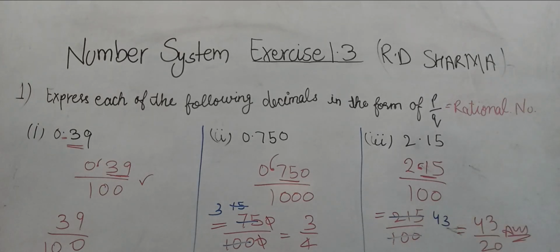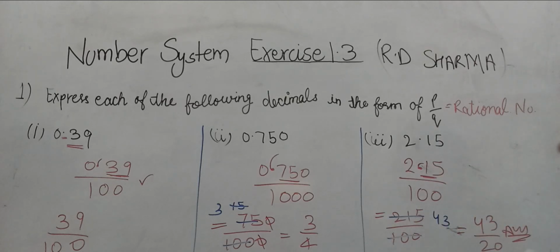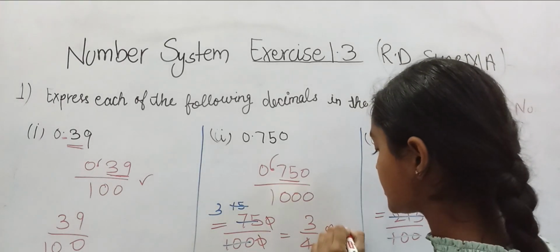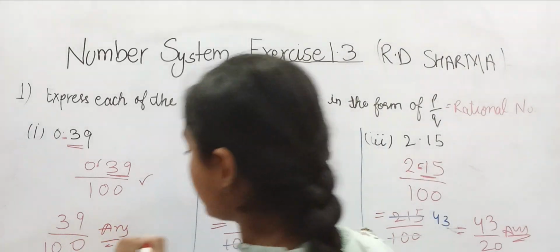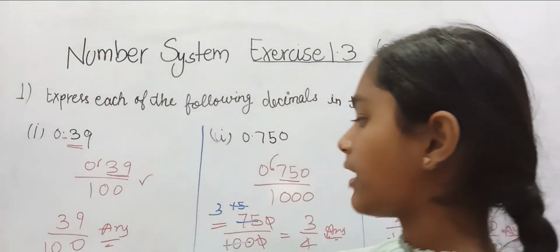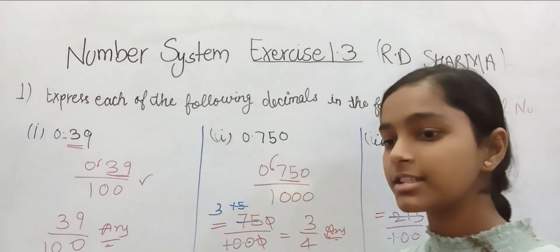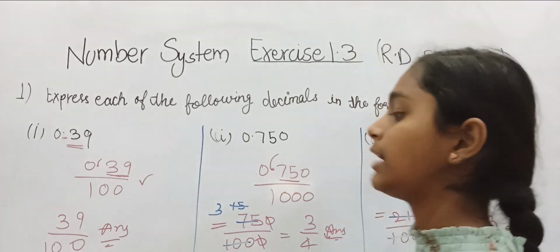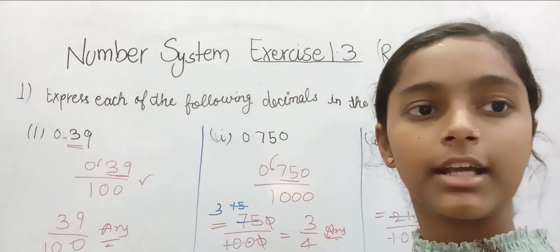Now let us recall what we did here. We made it in the form of a rational number, which is 215 by 100, and then we simplified it. It is important to simplify, because that leads us to our final answer. Now you may be asking, why did we not simplify it in the first part? We did not simplify it because there was no need, and it cannot be simplified further. Now moving on to the next part.